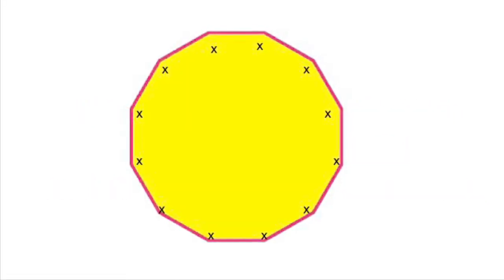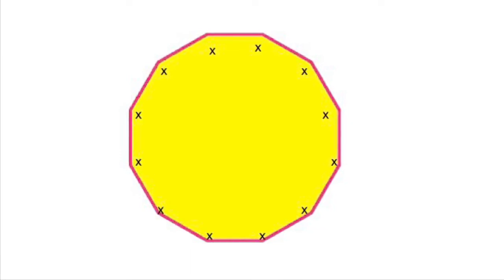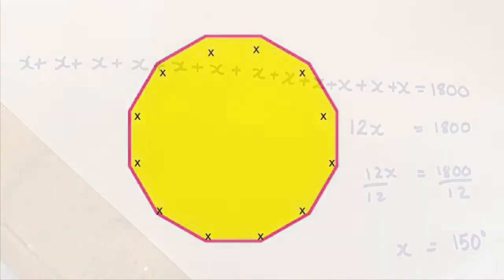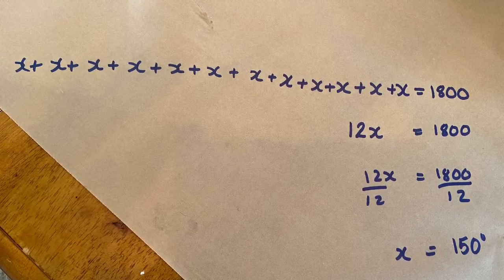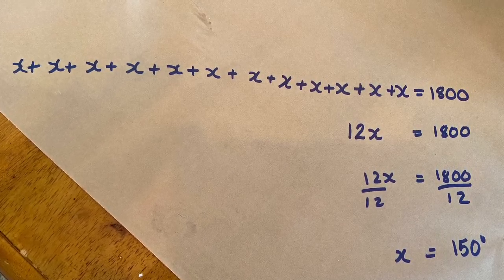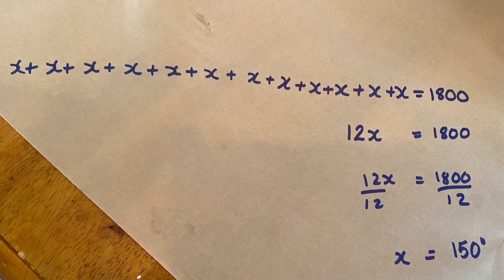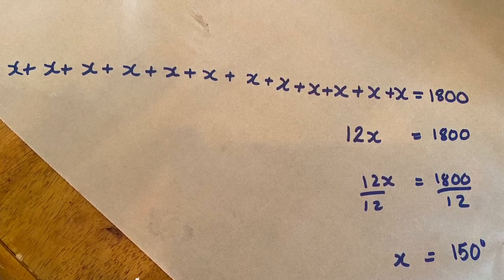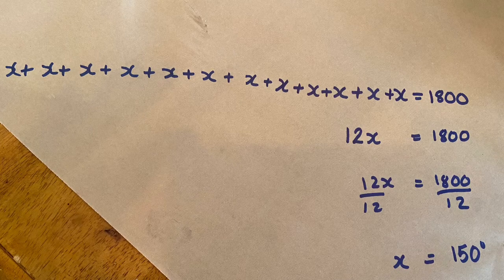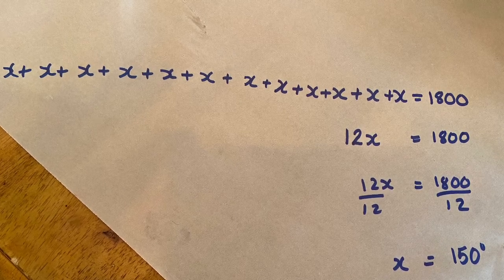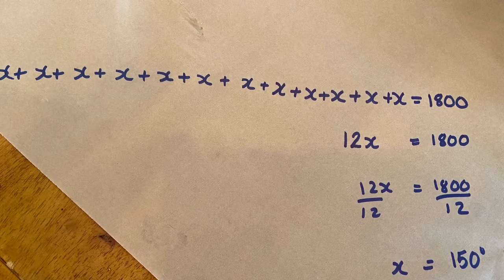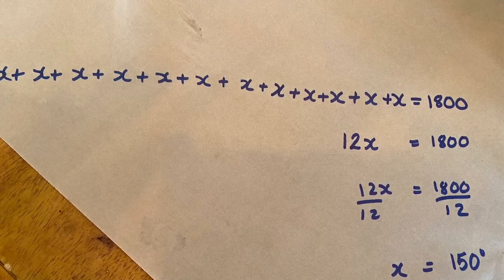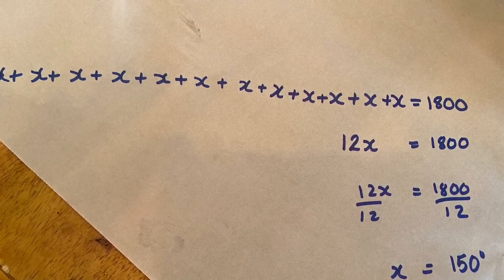So I'm going to do the algebra. X plus X plus X and so on, twelve X's, all the same, is equal to 1,800. So if I want to find the value of just one of those X's, what I need to do is divide by 12 on both sides, and I will get that X is equal to 150.